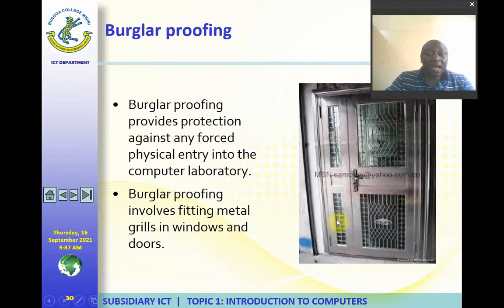There are other examples of burglar proofs. If you don't have the padlock that is very strong, please put it. You can see the burglar proofs in there, very difficult for one to access. This is just an example. These ones provide protection against any forced physical entry into the computer lab. Whether you try with a lot of force, the burglar proofing involves fitting metal grills in the windows, so you cannot just pick anything.